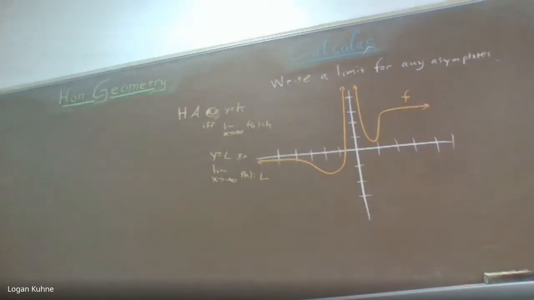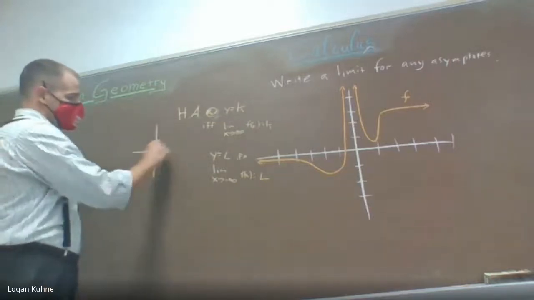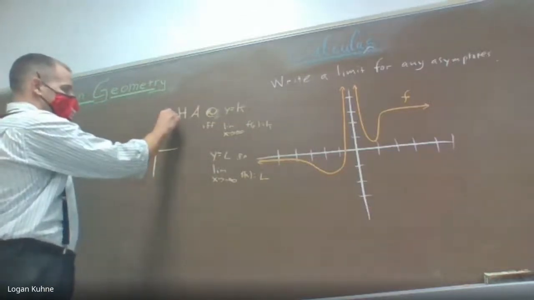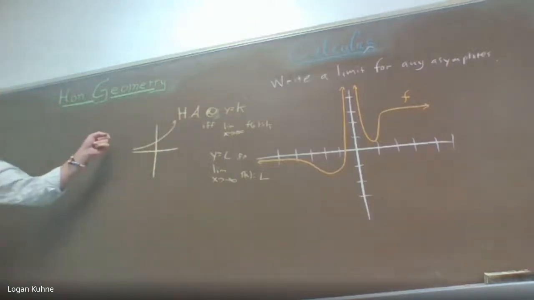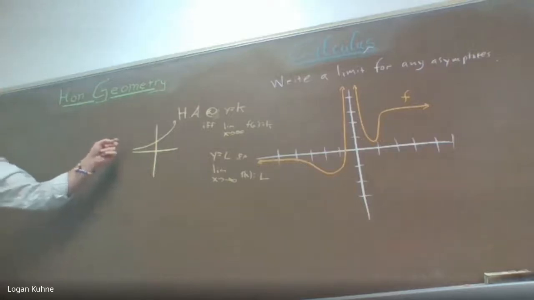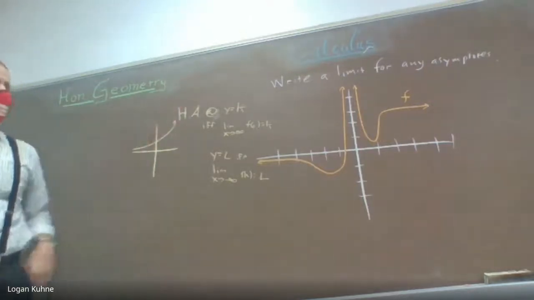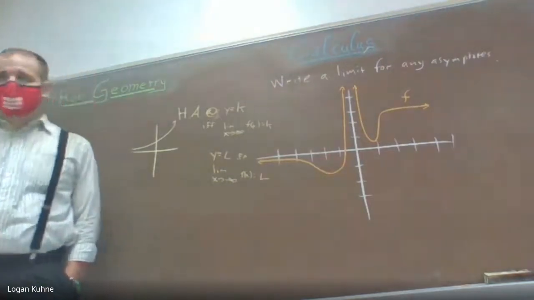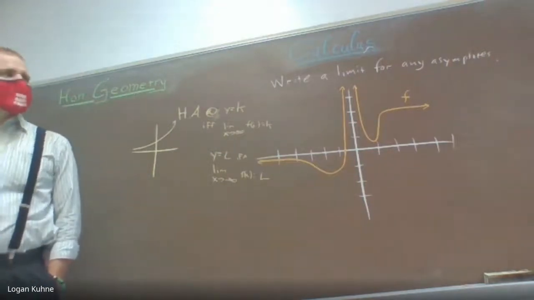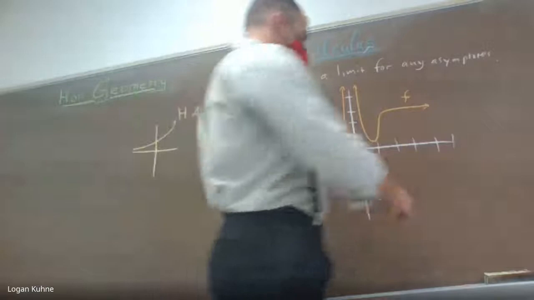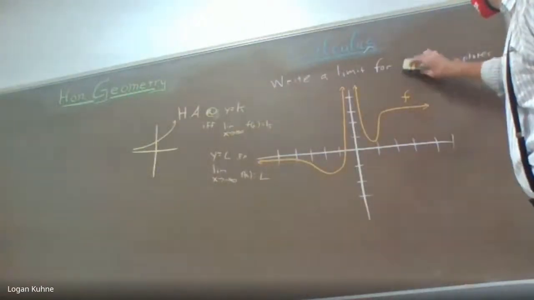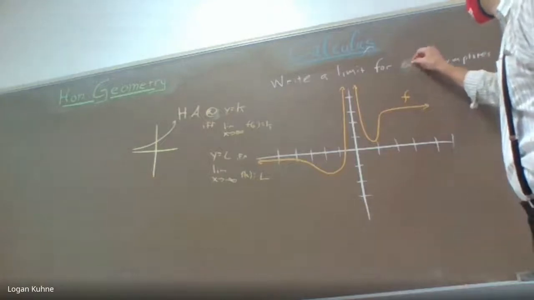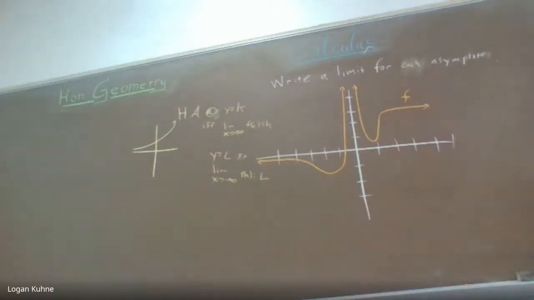Think of exponential functions. As we go towards negative infinity, we have an asymptote. We're getting really, really close to zero, right? Go to positive infinity, no such thing. Just think for a moment here, or if you want to write it down, write a limit for each asymptote. You want to talk it out real fast? Go ahead.